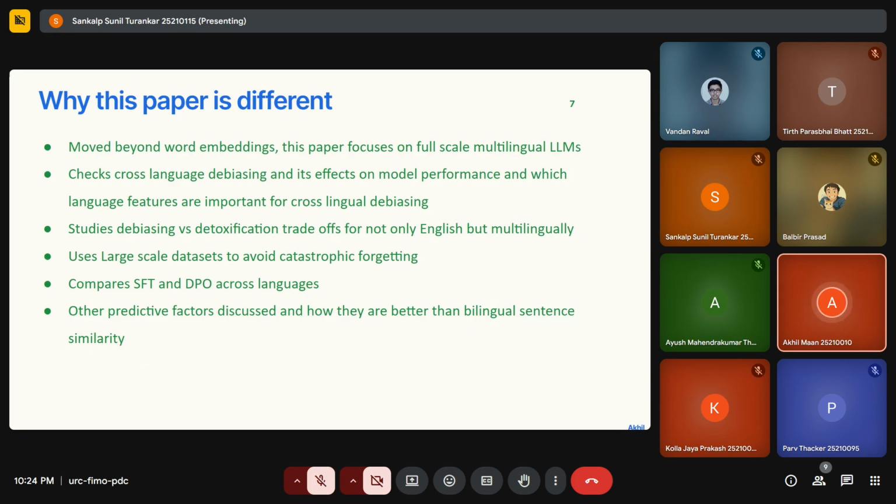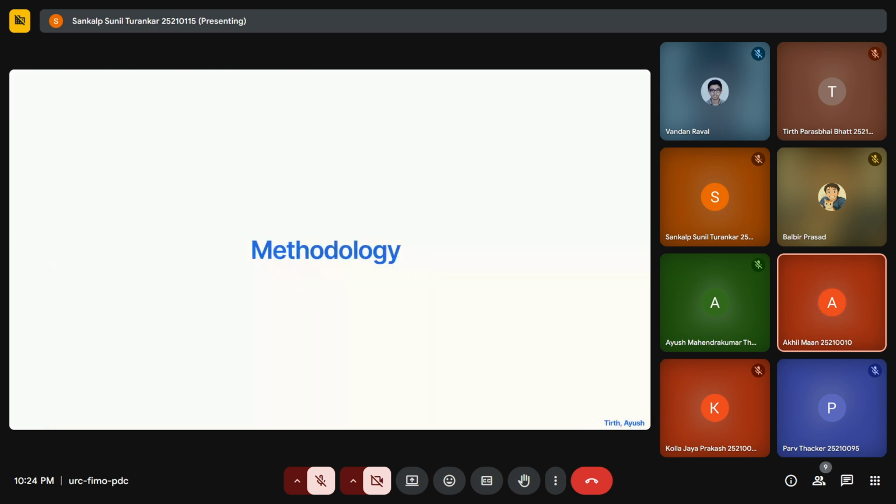Instead of working on just word embeddings, this paper fully focuses on multilingual LLMs, and it also checks cross-lingual debiasing and its effect on model performance, and what the features are that are important for cross-lingual debiasing. It also focuses on debiasing versus detoxification trade-offs, not just for English but for multiple languages as well. Also, to mitigate the catastrophic forgetting part, it uses a large language dataset, and it also compares SFT and DPO across languages. Other predictive factors were also discussed in the paper, and how they are better than bilingual sentence similarity. That's it. Now, the next part will be explained by Ayush.